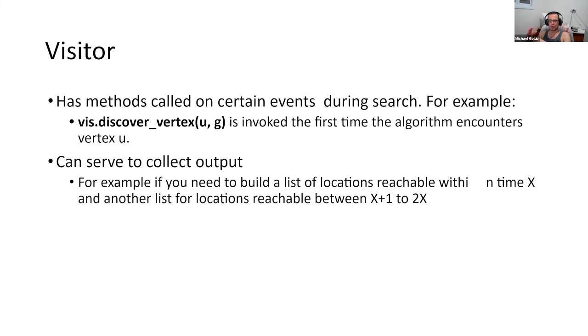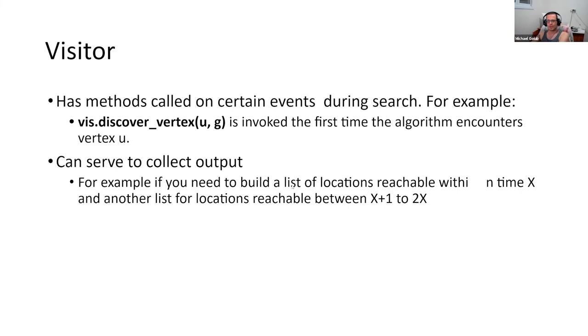It can serve, for example, to collect output. For example, in the video game from the second slide, you could see that cells reachable within a certain distance are marked in one color, cells reachable within double this distance are marked in another color, and everything outside is not marked. So you could have a visitor that, when you finalize a certain node, puts it in the correct bin, right? So this sounds very straightforward.